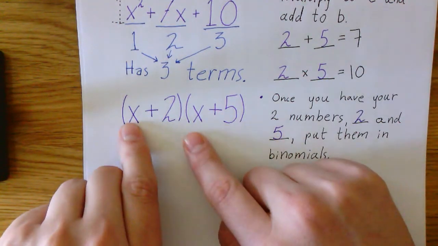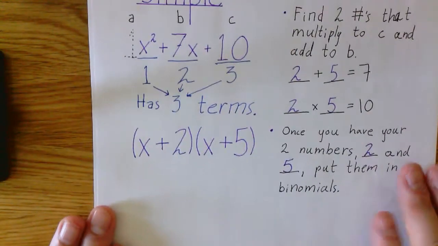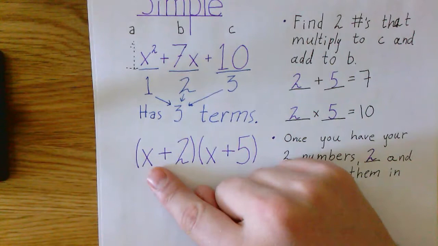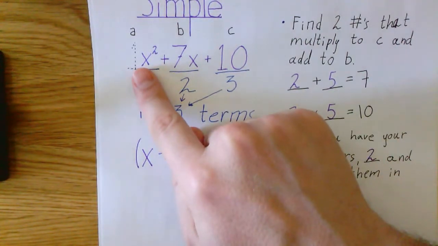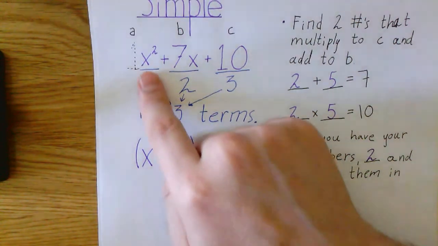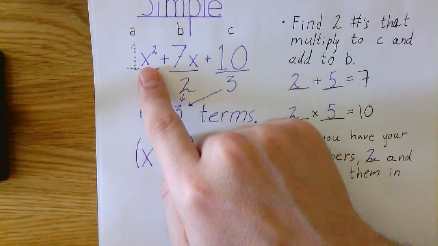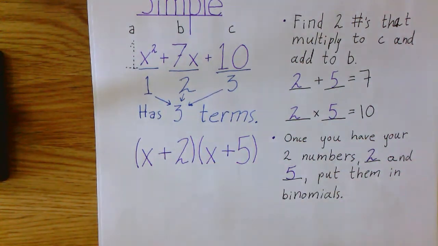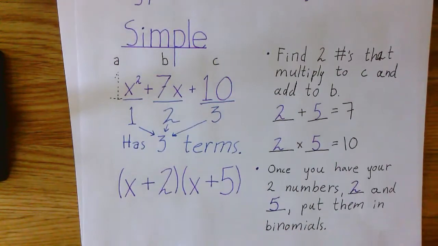And then these x's come from, we need two things that multiply to give us x squared. So x times x is x squared, right? These two front terms have to multiply to give us this thing. So if this were x to the fourth, it would be x squared and x squared instead. Okay, so that's simple factoring.